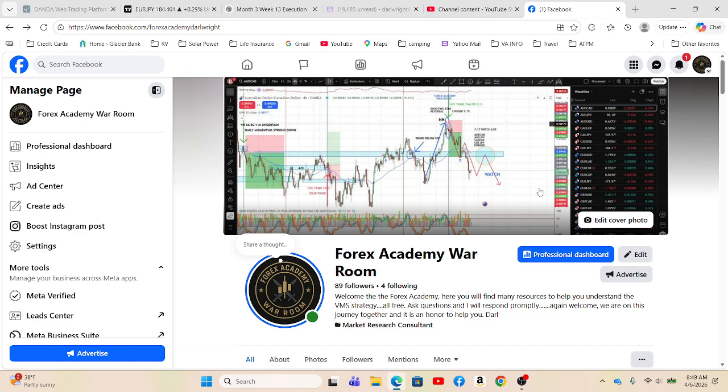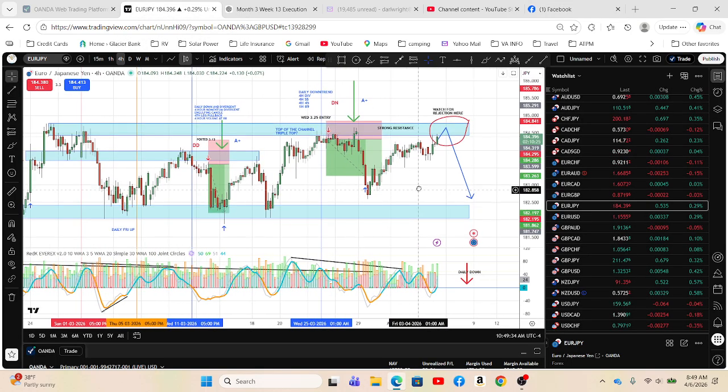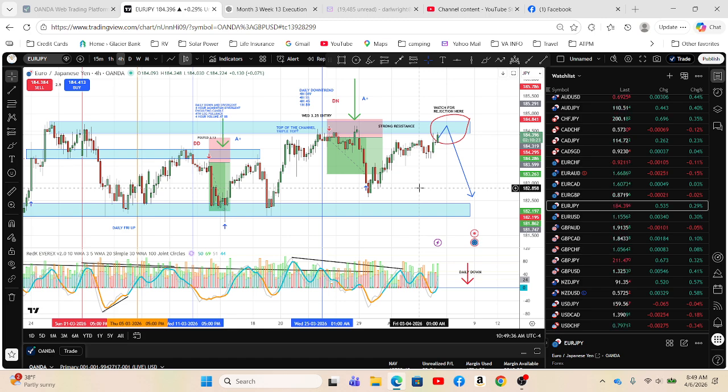Today is Monday, April 6th, 2026. I would like to show you a trade that we're currently watching, and it's in the euro to the Japanese yen. We're watching for the VMS 2.0 strategy setup, and this is how it works.